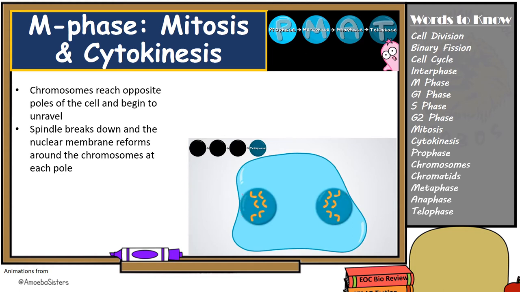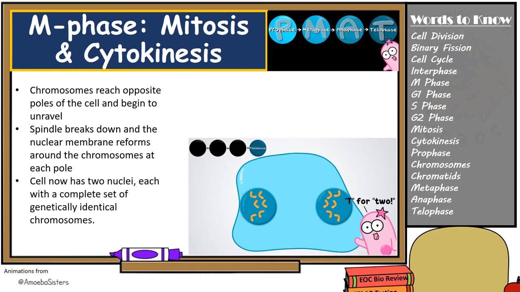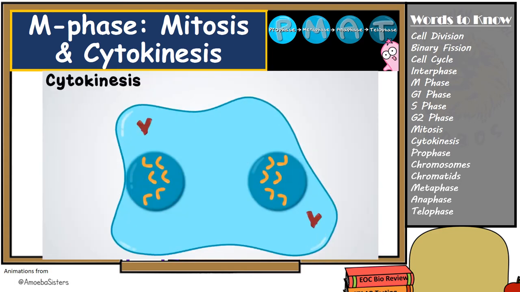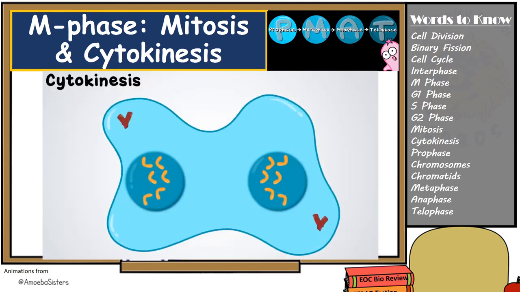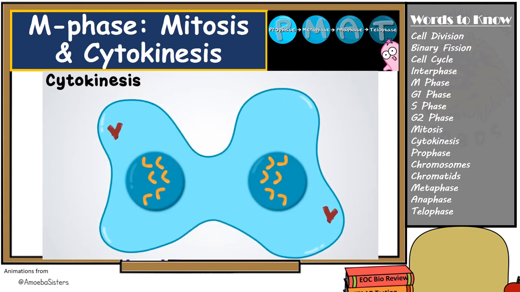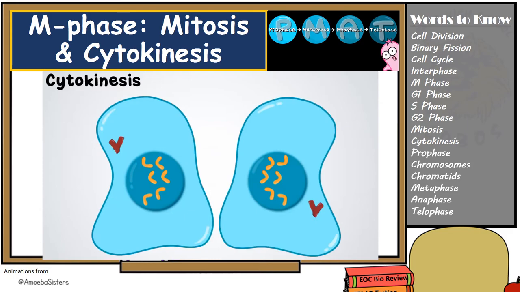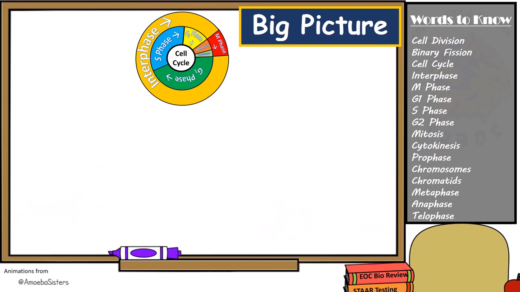At this point, the cell has 2 nuclei, each with a complete set of genetically identical chromosomes. Once mitosis is complete, cytokinesis follows by actually dividing the cell along with its contents of cytoplasm and organelles, thus in the end giving you 2 identical daughter cells. The diagram above summarizes the cell cycle, which I like to remember as IPMAT-C.